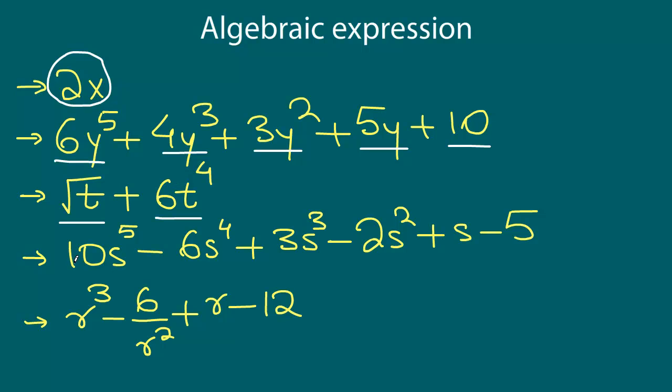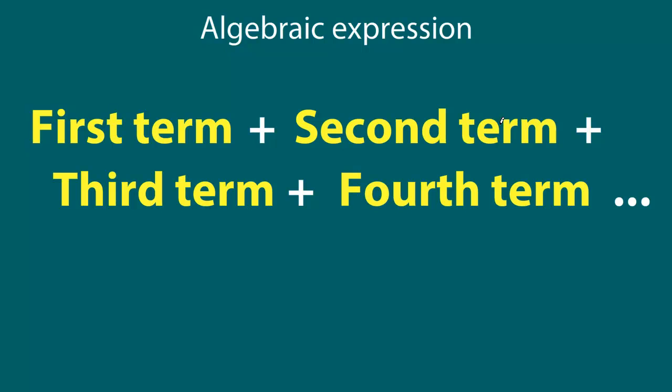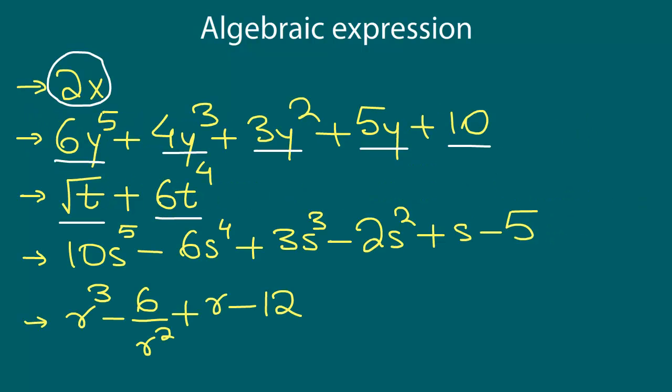How about the last two? Now there is something interesting in the last 2 examples because they have these negative terms. See that here, minus 6s^4, minus 2s^2 and minus 5. We looked at an algebraic expression as something that has first term plus the second term plus the third term plus the fourth term. So how do we handle examples where we have these negative terms?